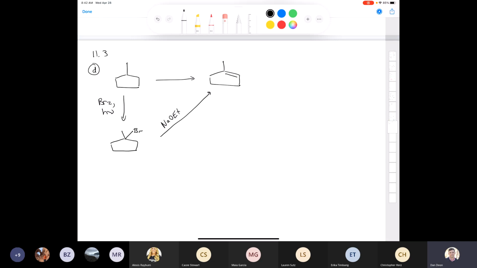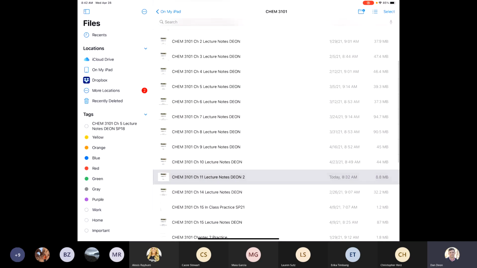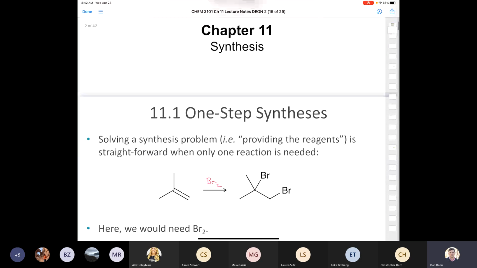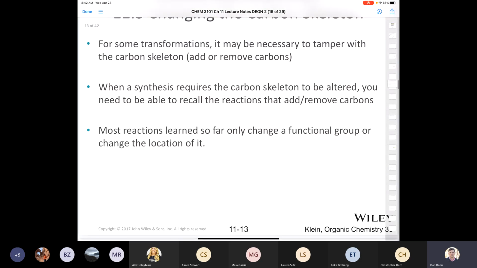Okay, these are kind of short synthesis problems, but important, right? And a bunch of important reactions for you to know in there. Well, let's move on. Let me find my spot. Where was I? So we solved that question.